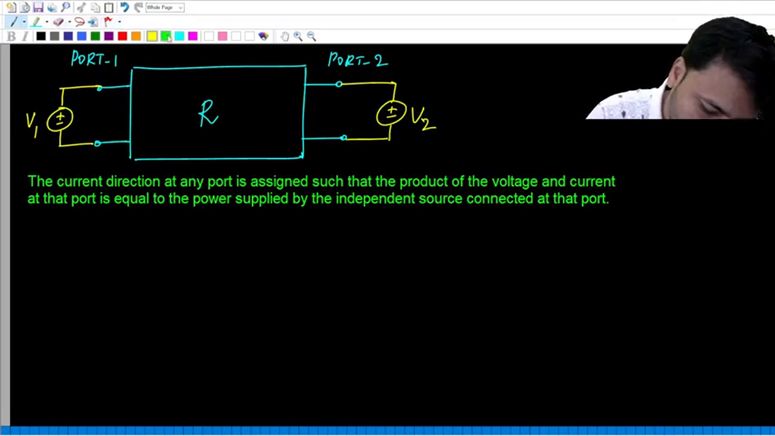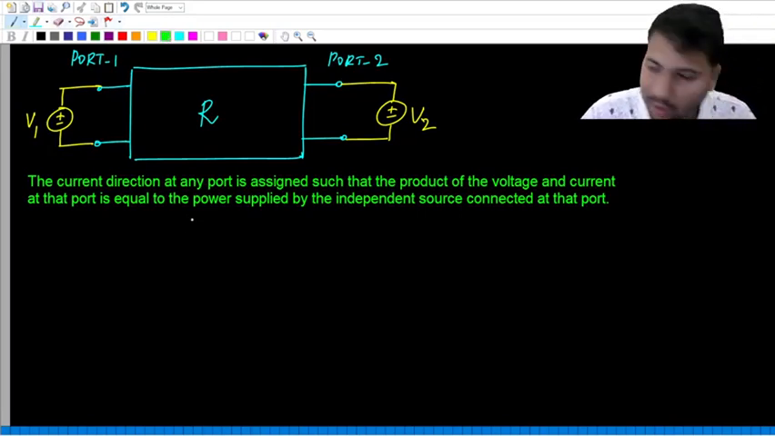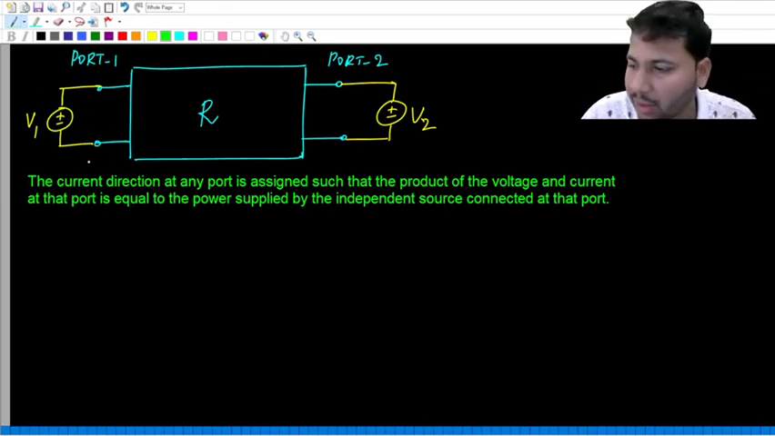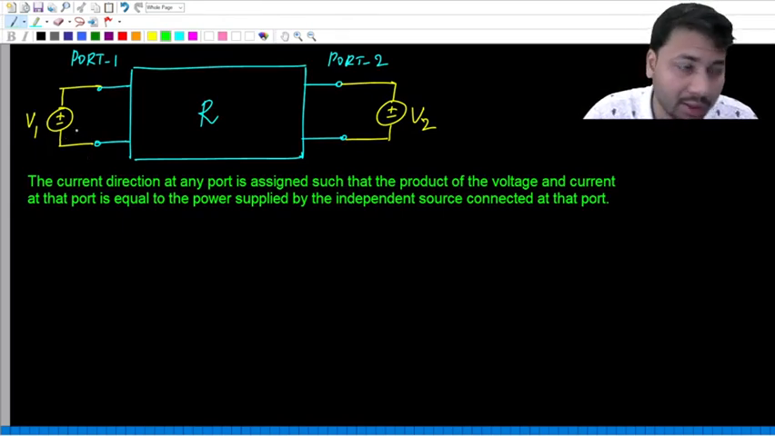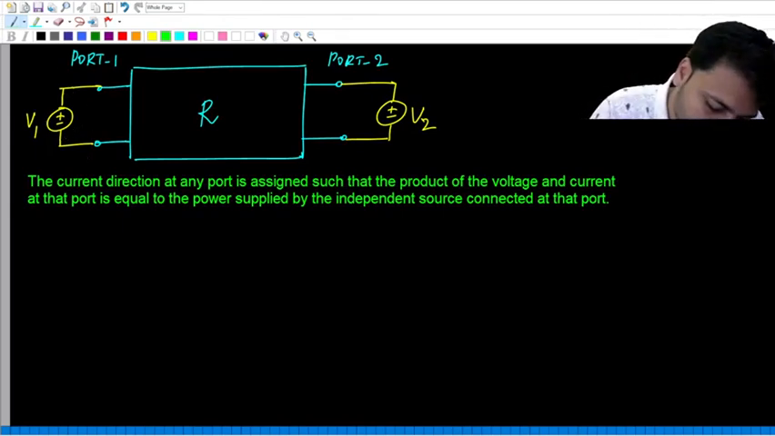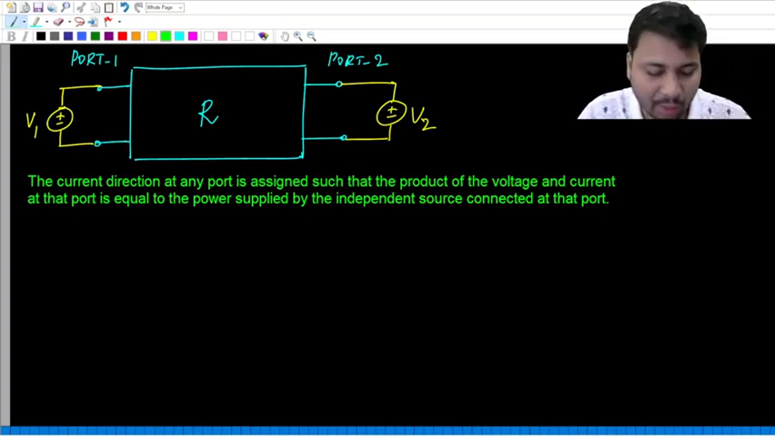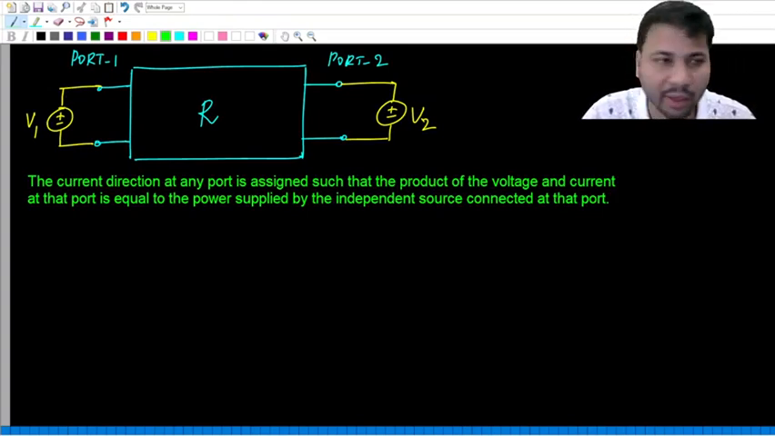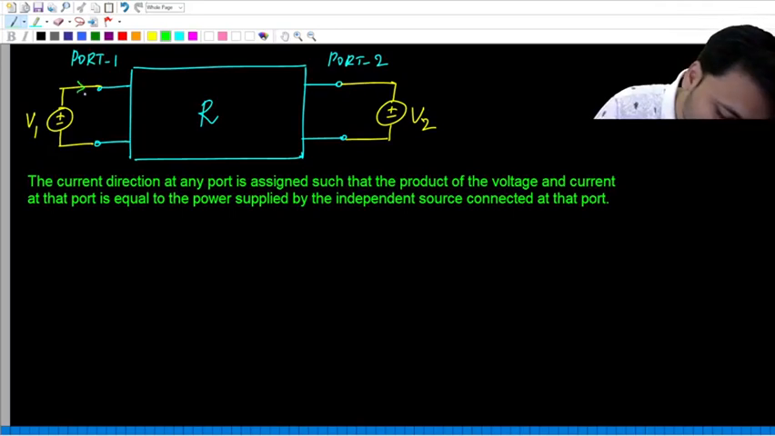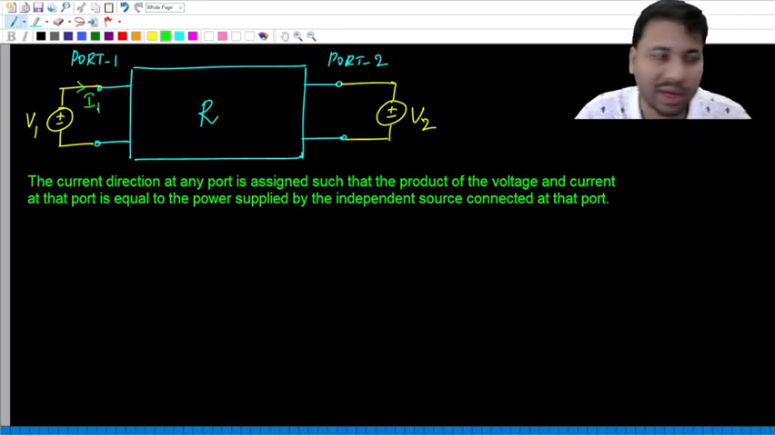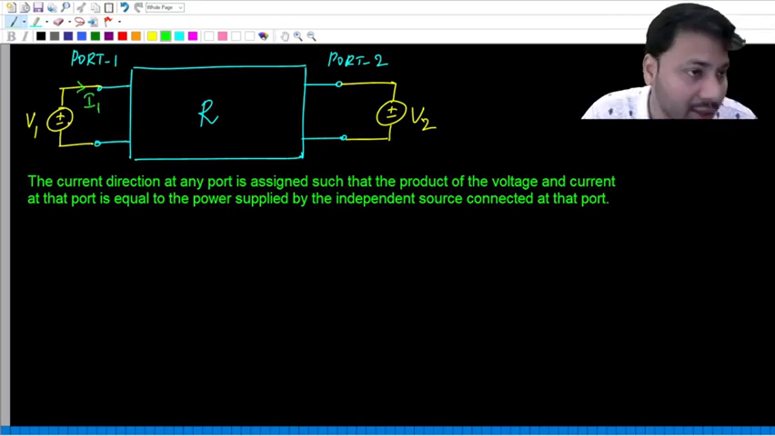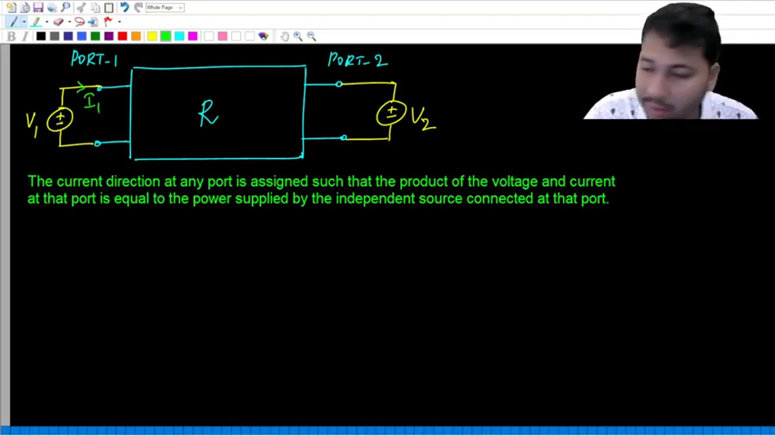Now coming back to the circuit, I1 will be the current at port 1. Now the direction of I1 should be such that V1 times I1 will give you the power supplied by the independent source V1. So power supplied by any element is voltage times current flowing into plus or out of plus? Out of plus. So this is how you mark the direction of I1. So here if you multiply V1 with I1, you get the power supplied by the independent source connected at port 1.